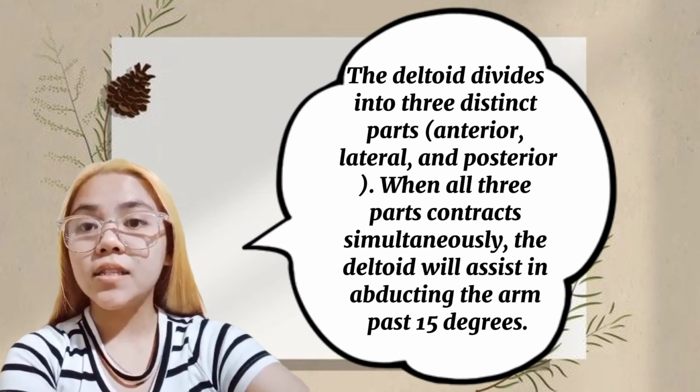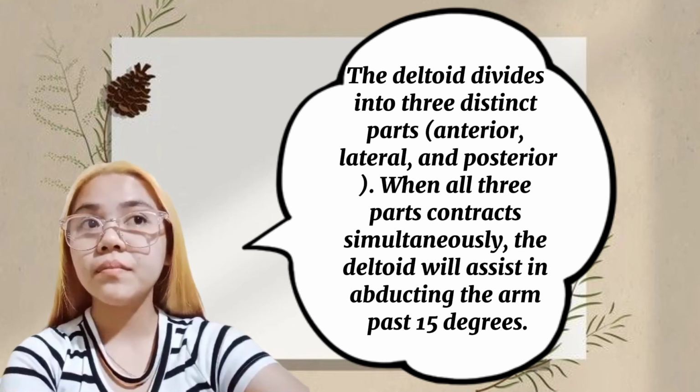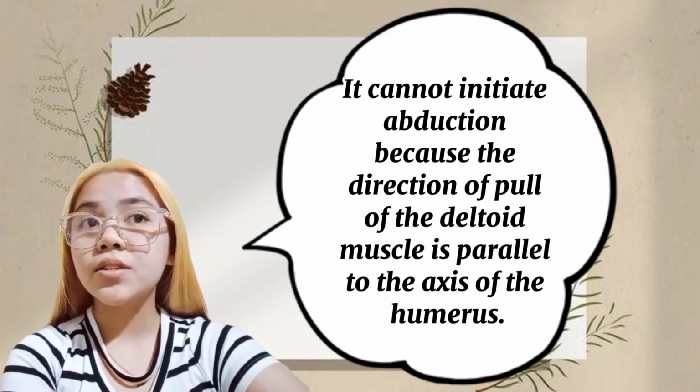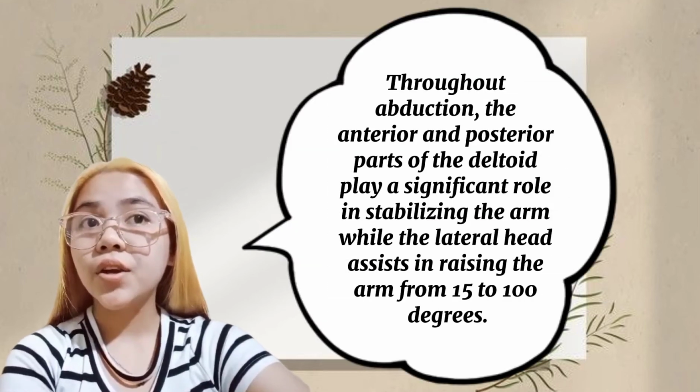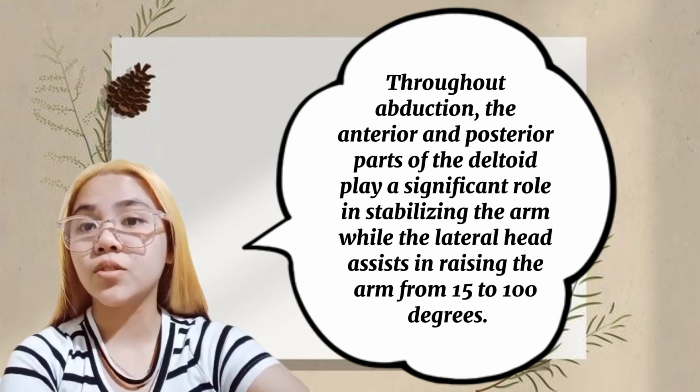The deltoid divides into 3 distinct parts: the anterior, lateral, and posterior. When all 3 parts contract simultaneously, the deltoid will assist in abducting the arm past 15 degrees. It cannot initiate abduction because the direction of pull of the deltoid muscle is parallel to the axis of the humerus. Throughout abduction, the anterior and posterior parts of the deltoid play a significant role in stabilizing the arm, while the lateral head assists in raising the arm from 15 to 100 degrees.